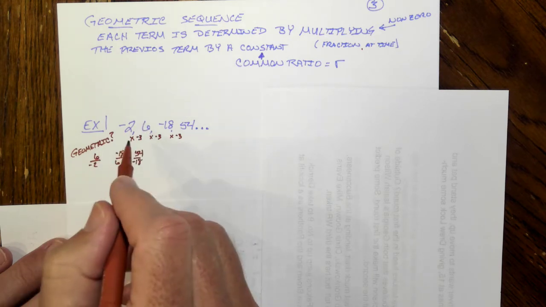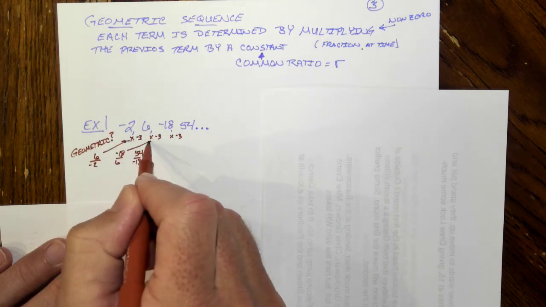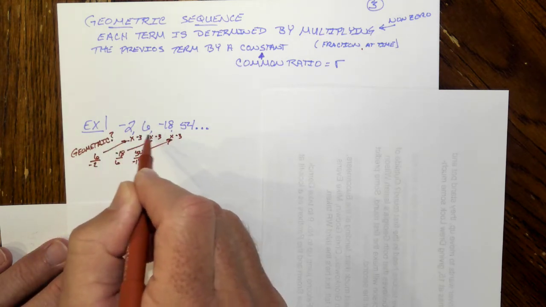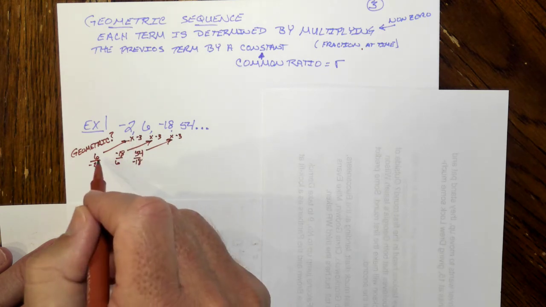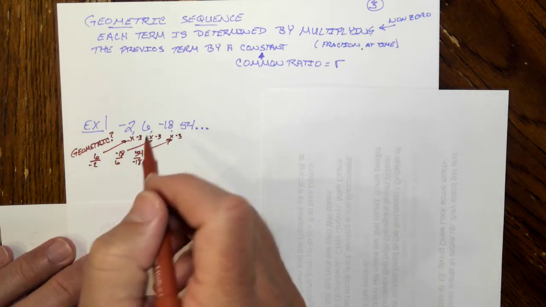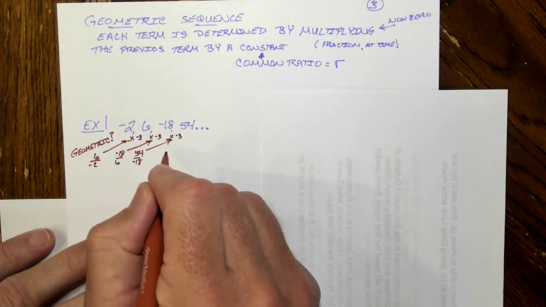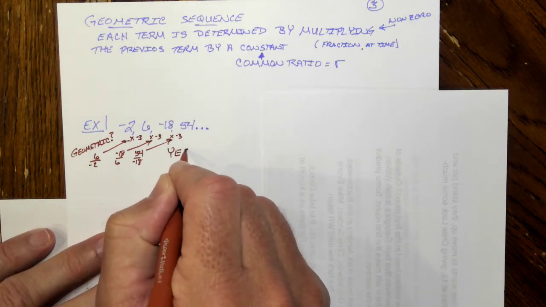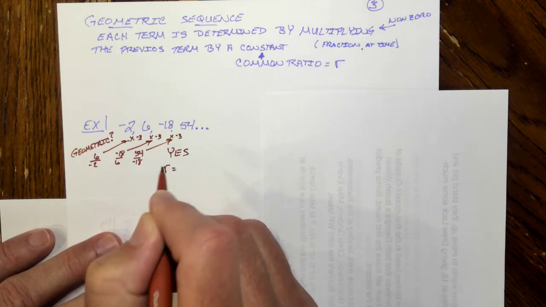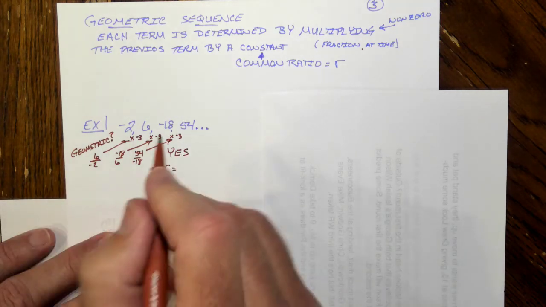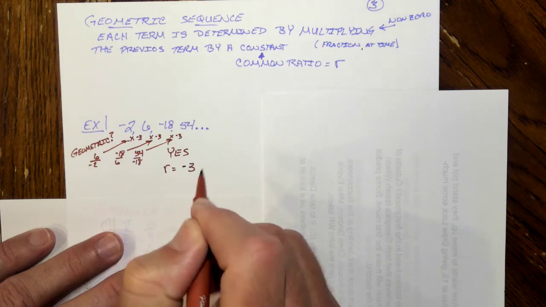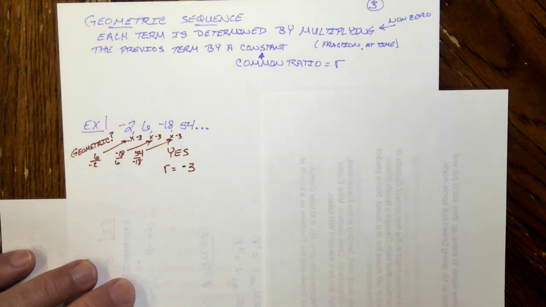Why am I showing you this? When this doesn't come to you very quickly, check it this way. Am I getting the same answer as I divide those through? So the answer is yes. Our common ratio is -3. So check it out that way.